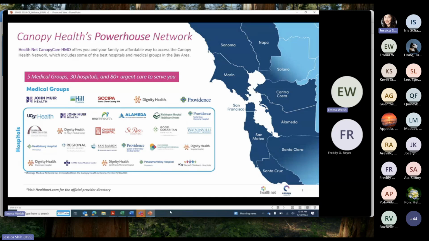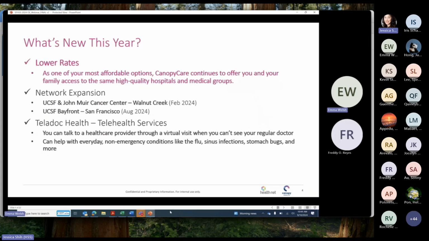What's new this year, Canopy Care continues to be one of your most affordable options while still providing access to high-quality healthcare. As far as our network, the UCSF and John Muir Health Cancer Center opened on the Walnut Creek campus this past February. It's a beautiful facility. And then the UCSF Bayfront location opened in San Francisco last month, so August. And then there are some new telehealth services that Fred will go over later in this presentation.